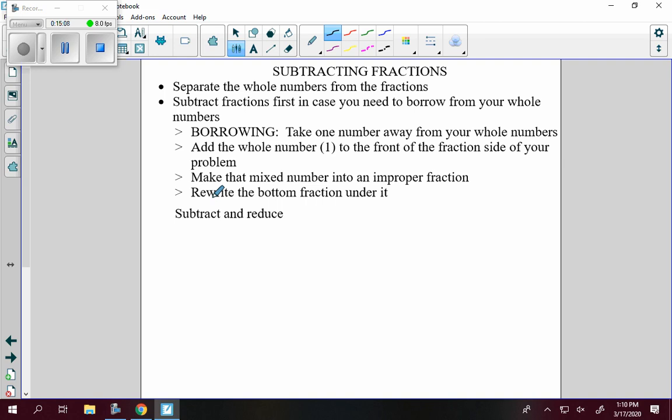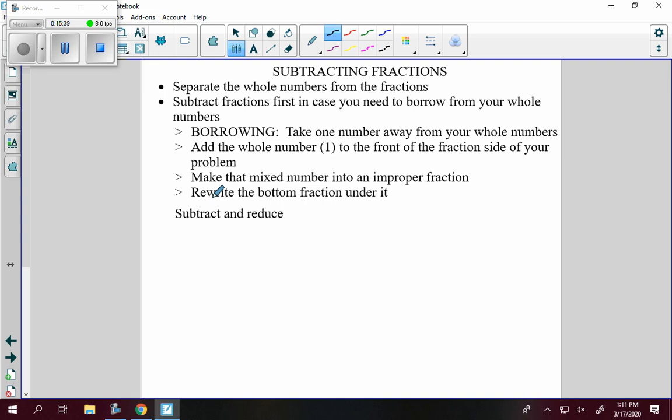When you subtract fractions, you're going to separate the whole numbers from the fractions, and then subtract the fractions first in case you need to borrow from your whole numbers. Borrowing goes like this. We're going to take a number away from your whole numbers and add the whole number to the front of the fraction beside your problem. We're going to make that mixed number an improper fraction and then rewrite the bottom fraction under it so that we can subtract and reduce. Sounds like a lot, but we're actually going to be okay with this.